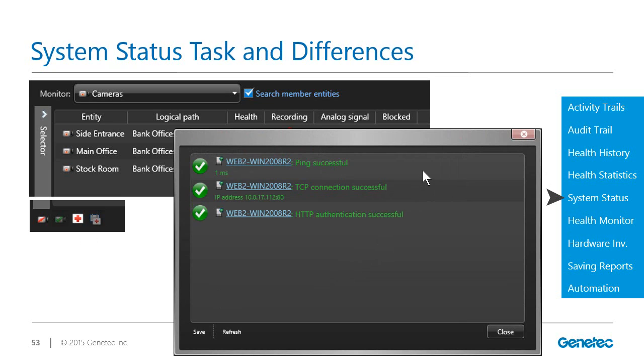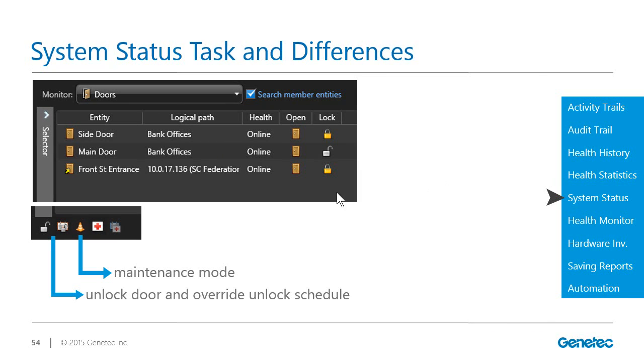Looking at the diagnosis for the camera, we can see the type of tests that have been performed on the entity. Going back to our doors here for monitoring our doors, the buttons on the bottom here change to the unlocking options. Either unlock the door or override the unlock schedule, as well as we can put the door into maintenance mode. And we have our diagnose and health history here as well.